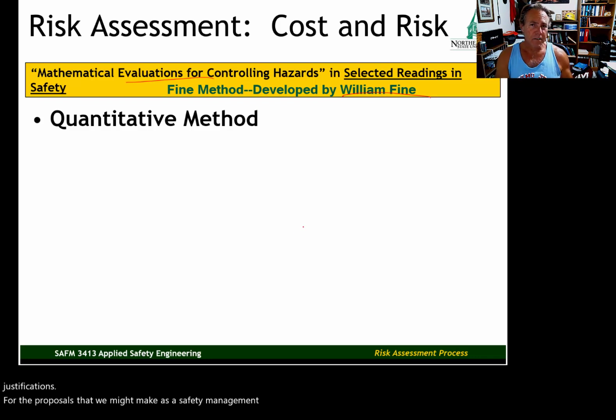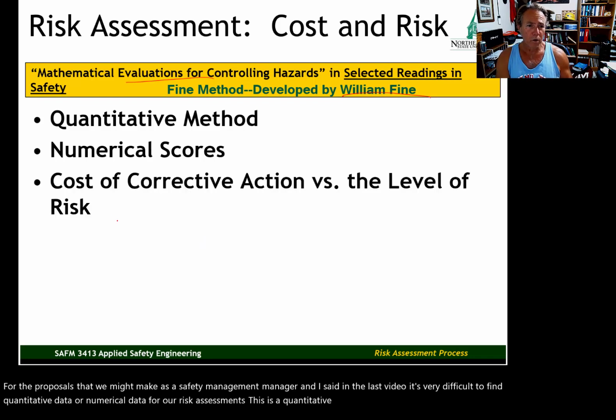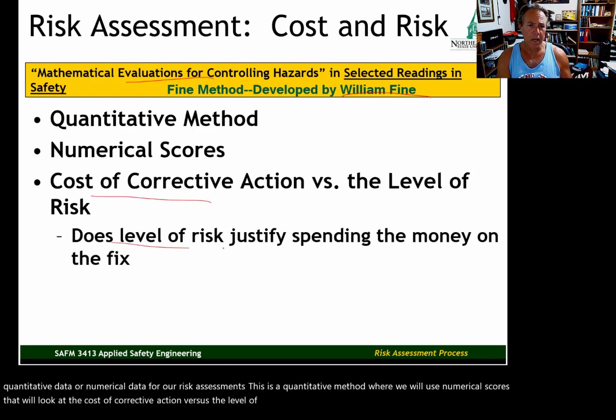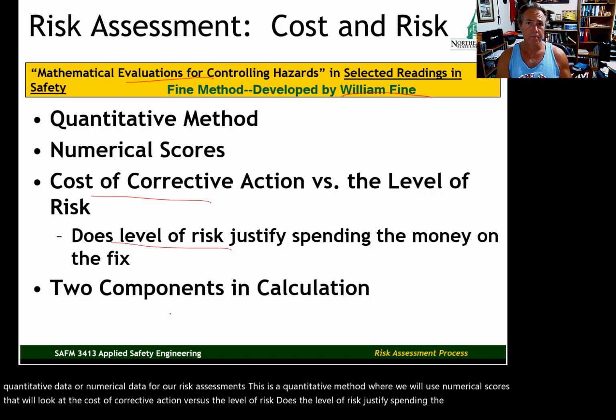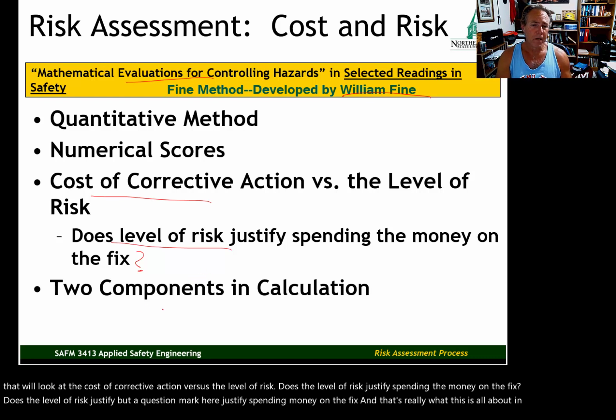I said in the last video it's very difficult to find quantitative data or numerical data for our risk assessments. This is a quantitative method where we will use numerical scores that will look at the cost of corrective action versus the level of risk. Does the level of risk justify spending money on the fix? And that's really what this is all about in this particular method.